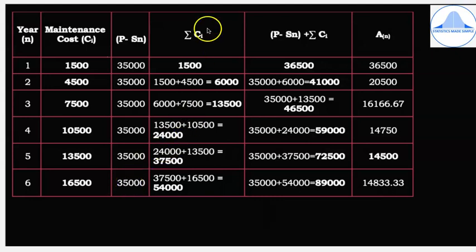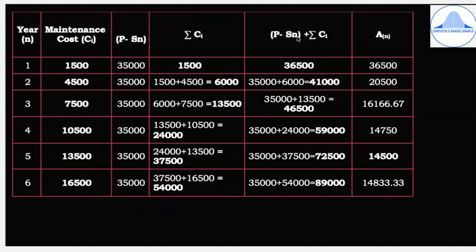Next, let us find out summation Ci. Here we have to cumulate. So first write 1500 as it is. Then 1500 added to 4500 gives 6000. Then 6000 plus 7500 is 13500. 13500 plus 10500 is 24,000. 24,000 plus 13,500 is 37,500. 37,500 plus 16,500 is 54,000.